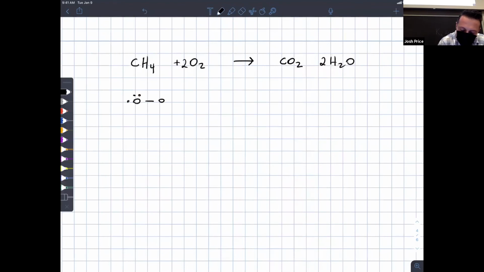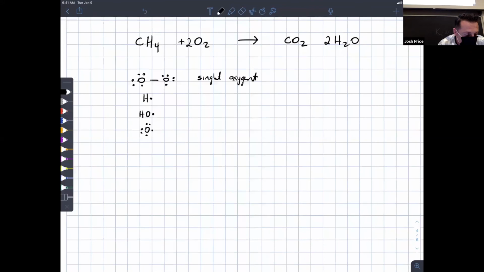And in fact, one of the reasons you need to add heat to get a fire going is so that you can make singlet oxygen. Other radicals that are present include the hydrogen radical, the hydroxy radical, also even just a single oxygen atom. All are sort of present in the flame.